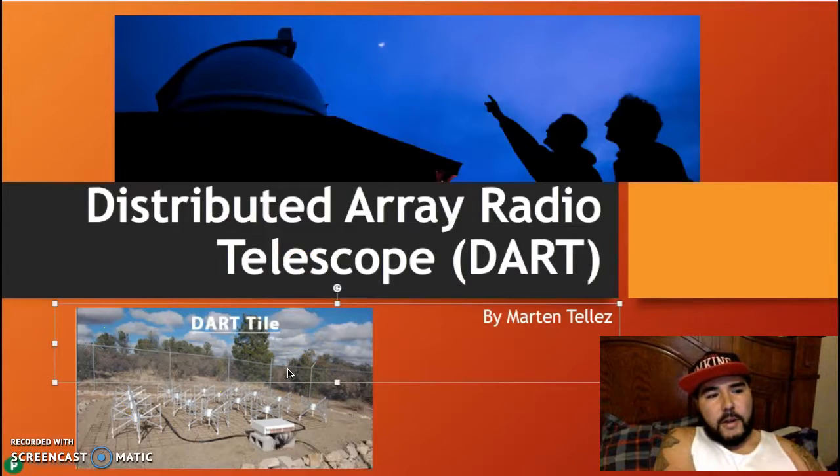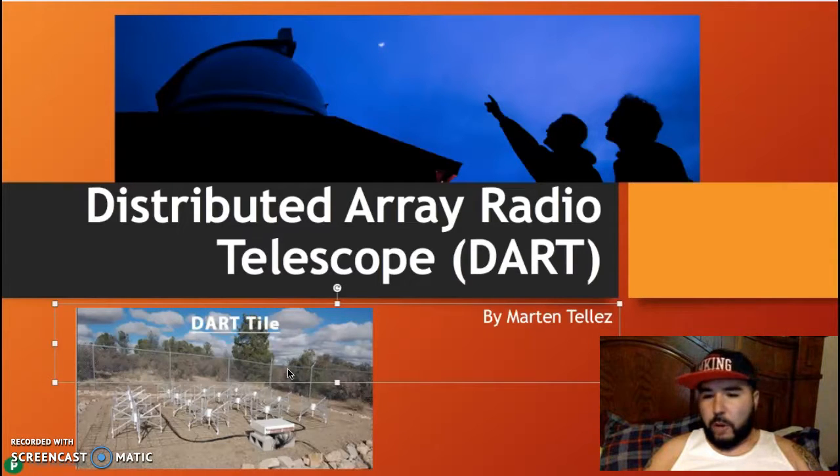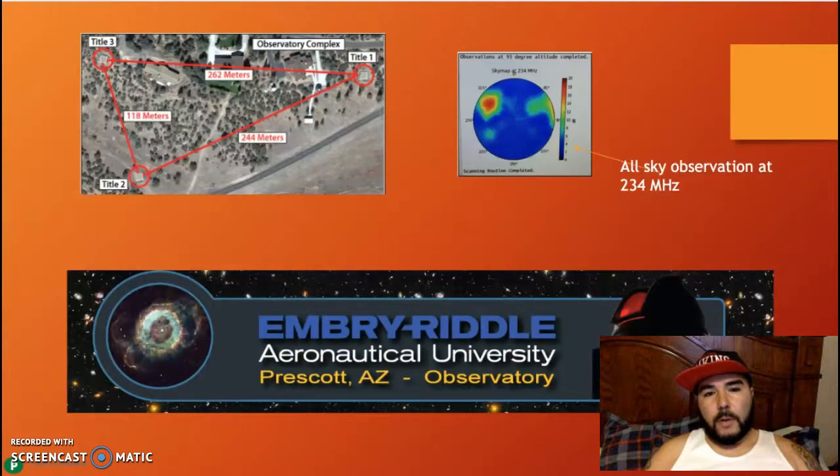DART consists of 48 dual polarization dipole antennas optimized for the 80-300 frequency range. And this is at Embry-Riddle Aeronautical University here in Prescott, Arizona. So I'm going to the next slide here.